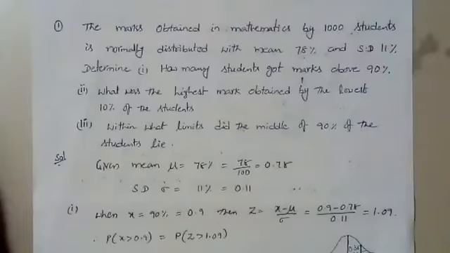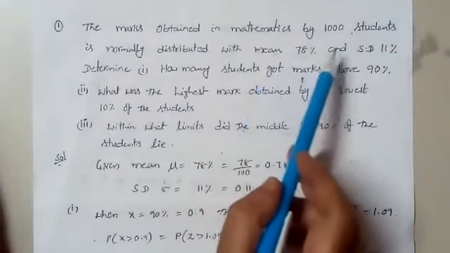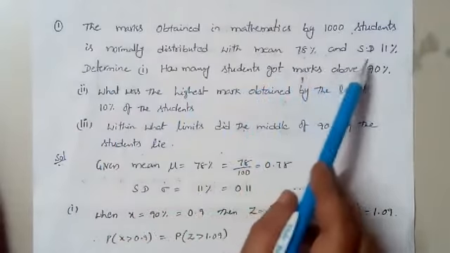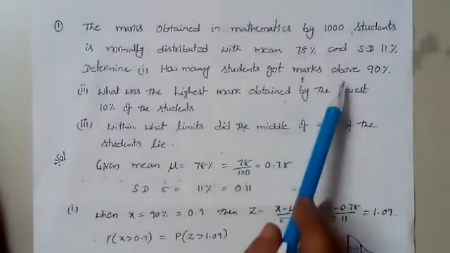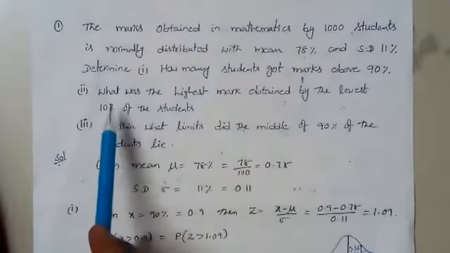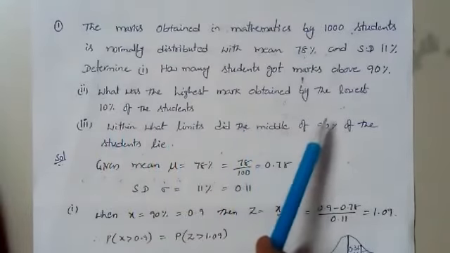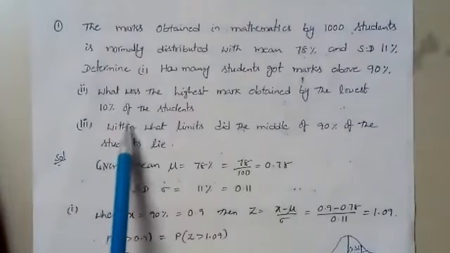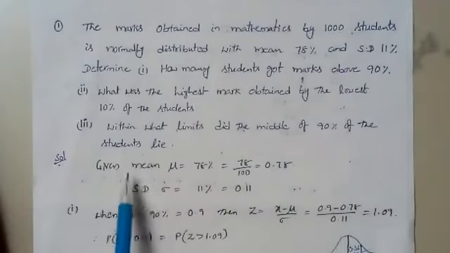The next question. The marks obtained in mathematics by 1000 students is normally distributed with mean 78% and SD 11%. Determine how many students got marks above 90%. Second question. What was the highest mark obtained by the lowest 10% of the students? Third one. Within what limits did the middle 90% of the students lie?